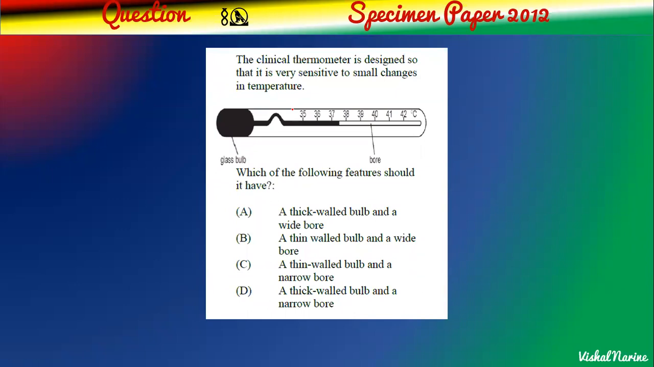All right, so let's see what responses we have. Most persons are hinging around C and D. The correct answer, rather, is C, that we have a thin wall bulb and a narrow board. Why thin wall bulb? We want the heat energy to be transferred very quickly so it is very sensitive, and a narrow board so that the readings can have more graduations to get a better reading.